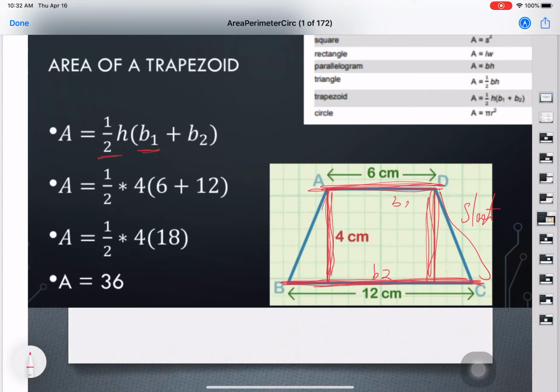It doesn't matter. So as you see in our formula here, we have 1/2. The height is 4. Base 1 is 6. That could be this guy. Base 2 is 12, which is this guy. And then you just solve it out from there.